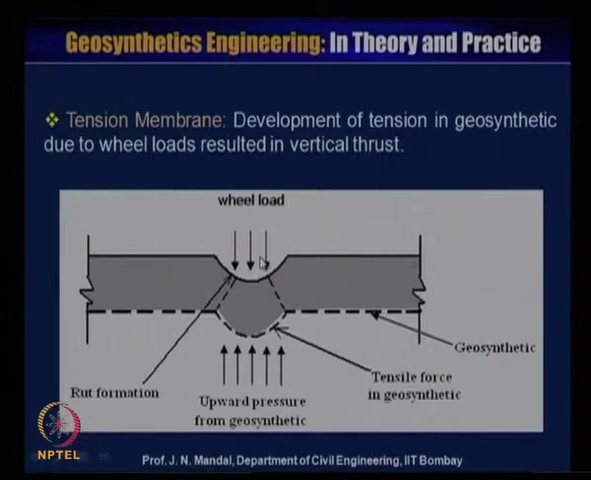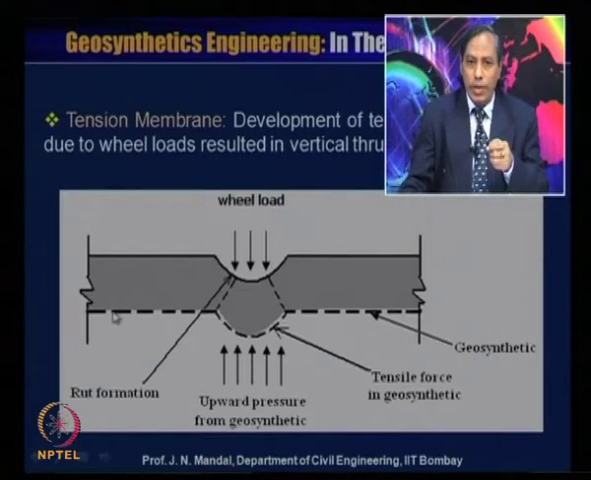Now third, tension membrane. So you can see if we apply the wheel load, then there will be the development of tension. This is the geosynthetic material, you apply wheel load, there is a development of tension. Let us say the tension is T in the geosynthetic material; due to wheel load it results in a vertical thrust. There is an upward pressure from the geosynthetic material.